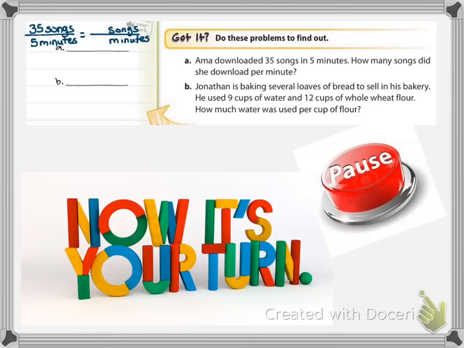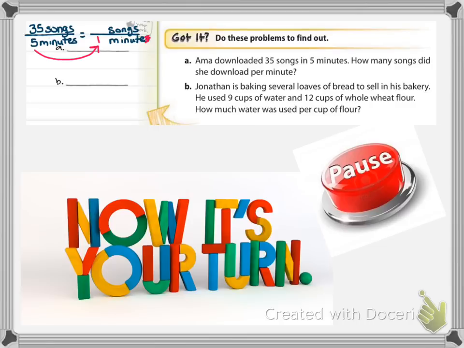All right, so let's check what you did here. Example A says, Emma downloaded 35 songs in 5 minutes. The first thing that I did is I went ahead and wrote my rate, 35 songs over 5 minutes. Then it says, how many songs does she download per minute? So I rewrote it so that it equals songs over minutes. I didn't fill in my numbers, but remember your goal is to have a denominator of 1. So then I wrote the 1 next to minutes. It's really going to be 1 minute without the S there.